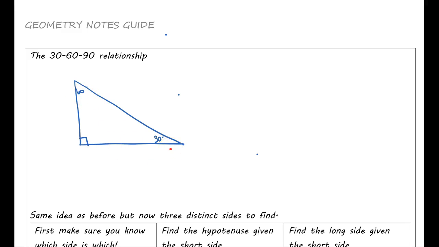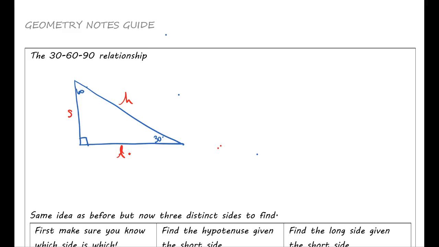So you could label it with like a small and a long and a hypotenuse. That's what I normally do. I normally think of this is my short side, this is my long side, and this is my hypotenuse. And so I do S, L, and H usually. And if I don't label it with my pen, in my head, that's what I'm always thinking.